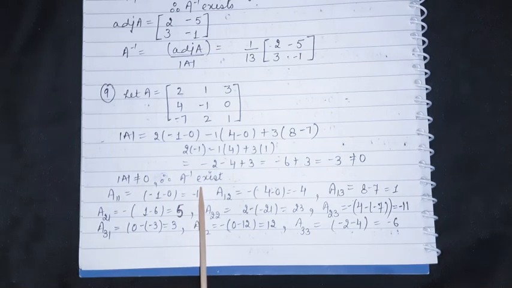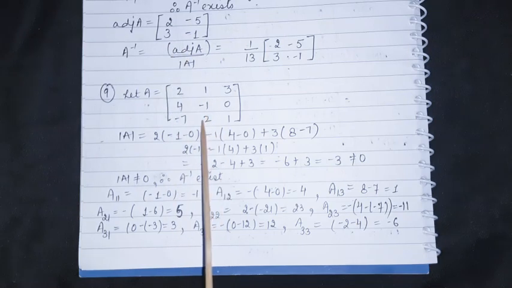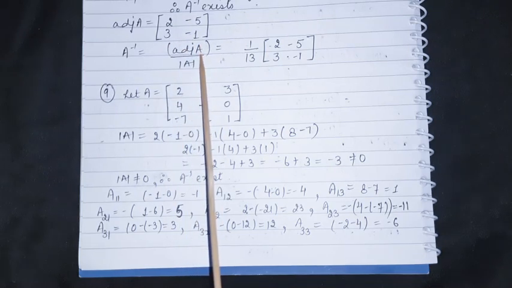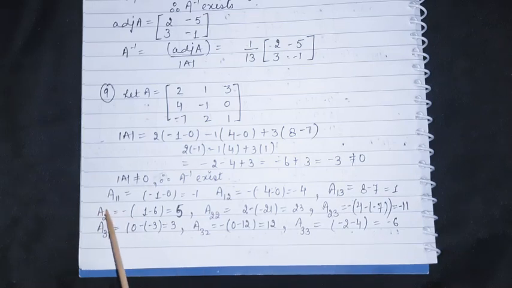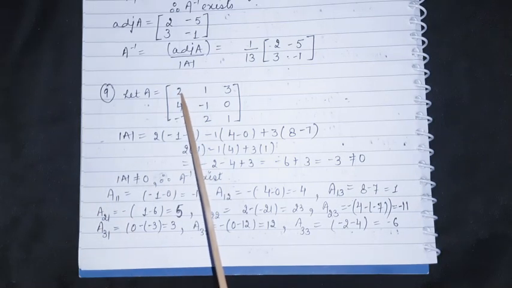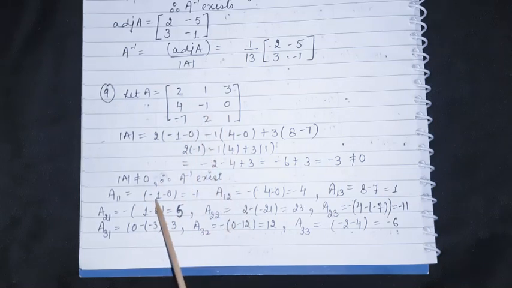Now, in order to apply our formula of A inverse, the formula is written here. The same formula is applicable here also. So now we need to calculate adjoint A. And adjoint A basically means we have to calculate cofactors of all 9 elements. So let's start with the first one. Cofactor of first element, ignore first row, first column. 1 into minus 1 and minus 2 into 0, which is 0. So we are getting minus 1.